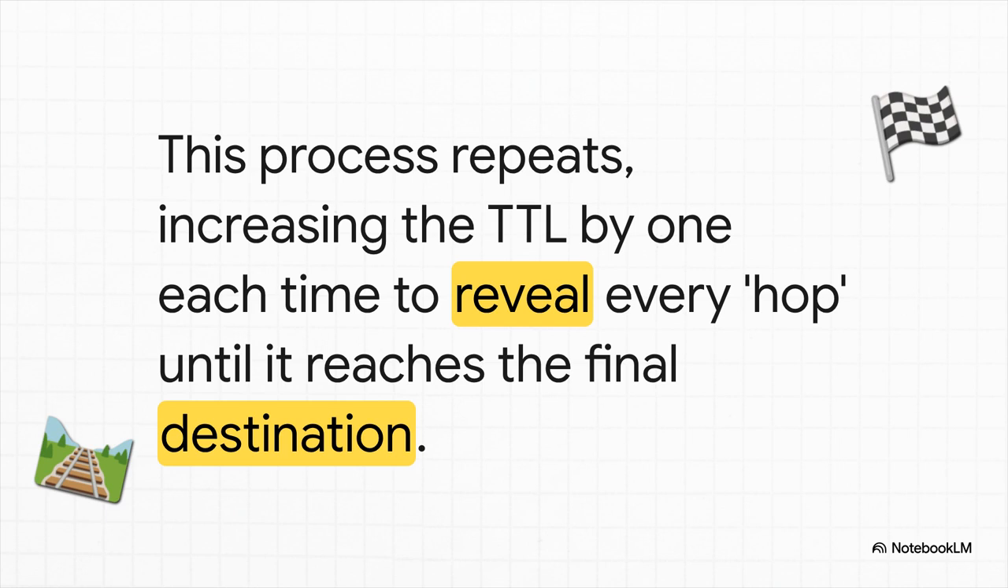With each step, it gets a response from the next router in the chain, until the packet finally makes it all the way to its destination. It's kind of genius, right? By forcing each stop on the journey to identify itself, Traceroute builds a complete map of the route from scratch.